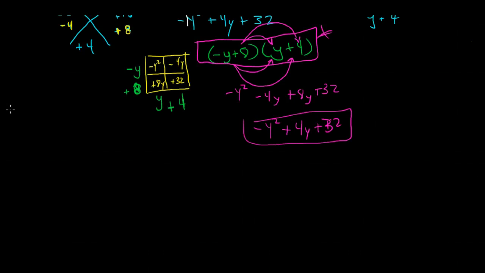Let's do one more, and I want to use this opportunity to show you why I'm such a fan of the AC method and the area model. Let's take a look at one that says 9a squared plus 18a plus 8. 9a squared plus 18a plus 8.